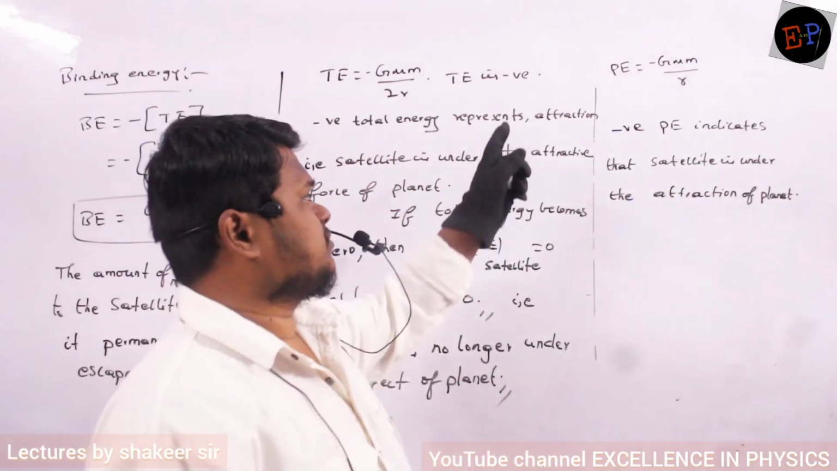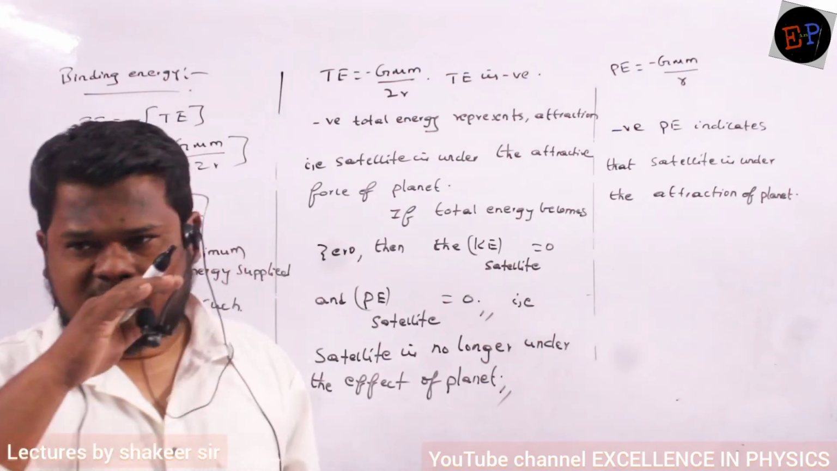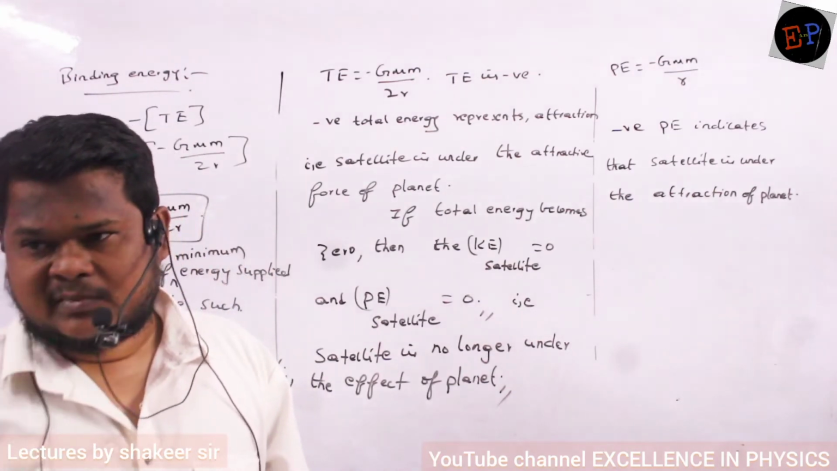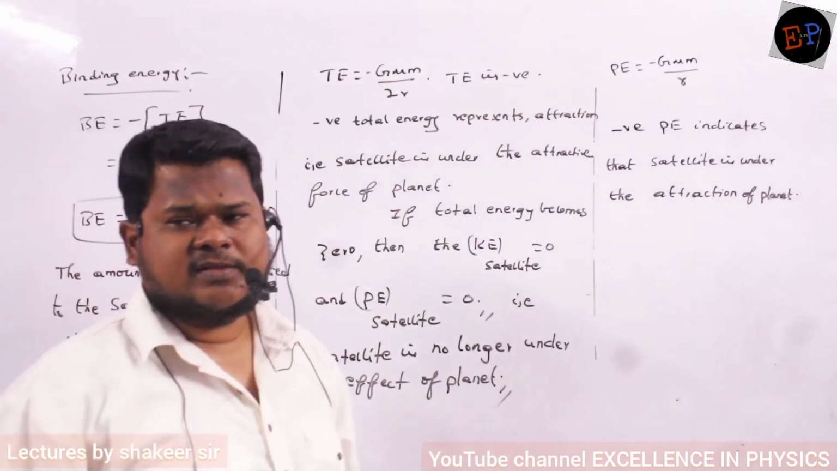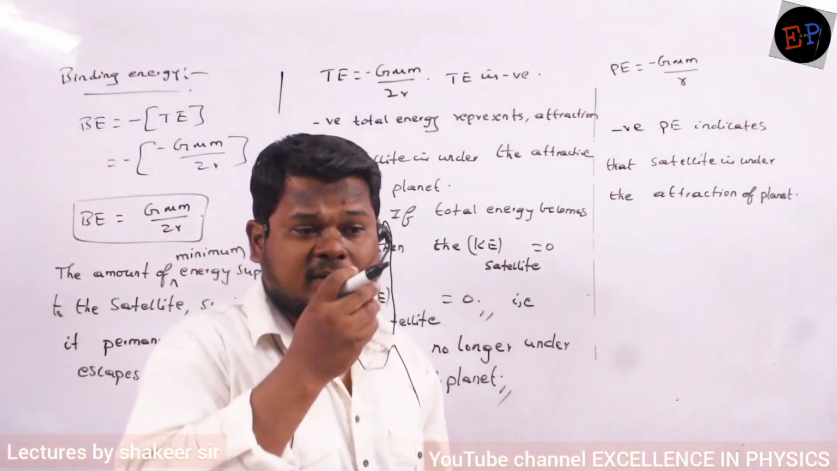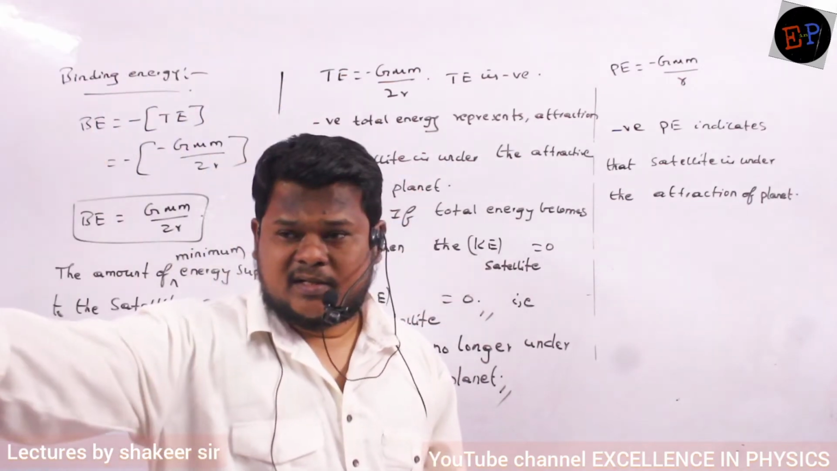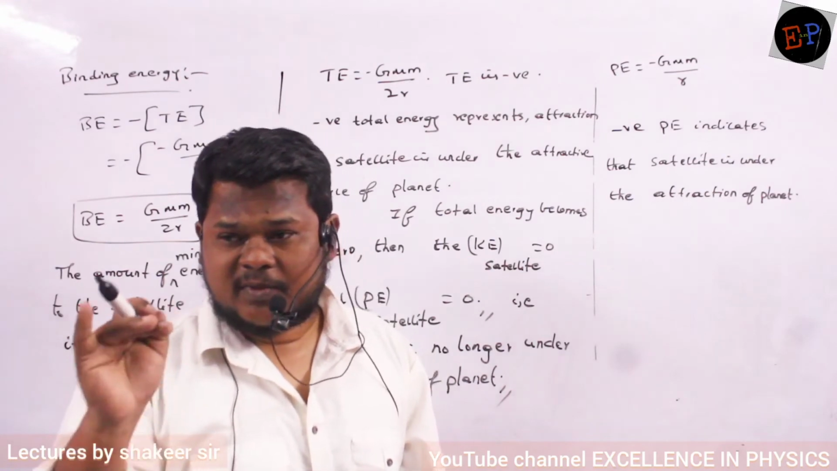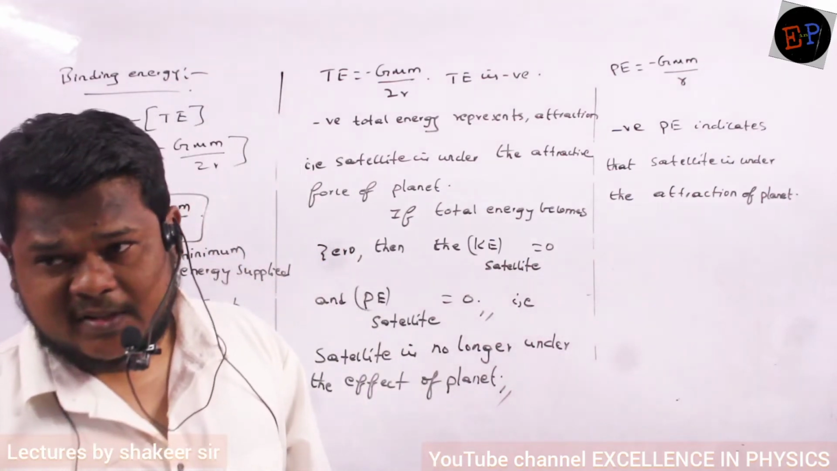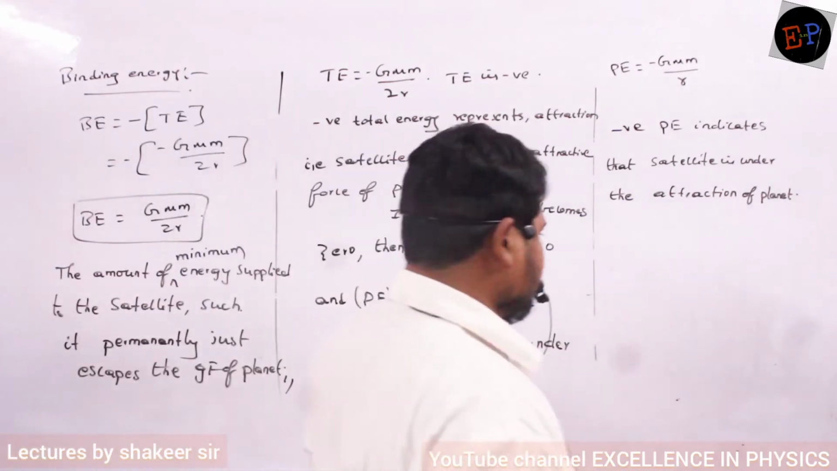So therefore, if I want to make the potential energy 0, then what I have to do? Supply the same amount of positive potential energy, then potential energy will become 0. And what is meant by potential energy 0? That is the maximum potential energy a satellite can have. What is the maximum potential energy of a satellite? It is 0. Understood?